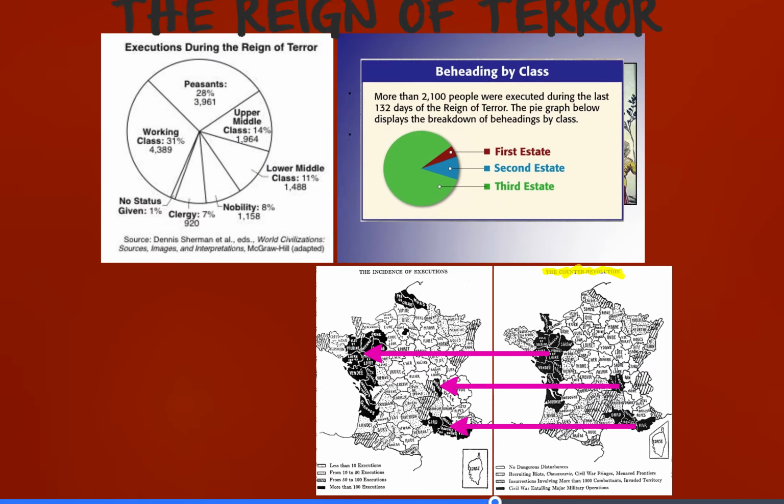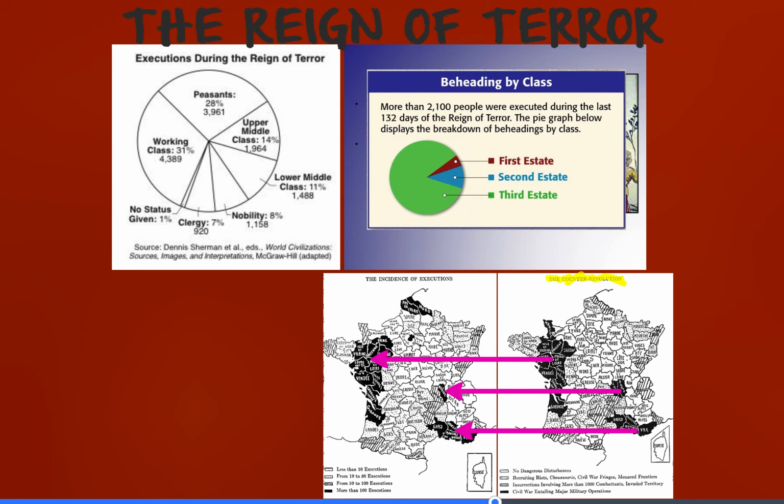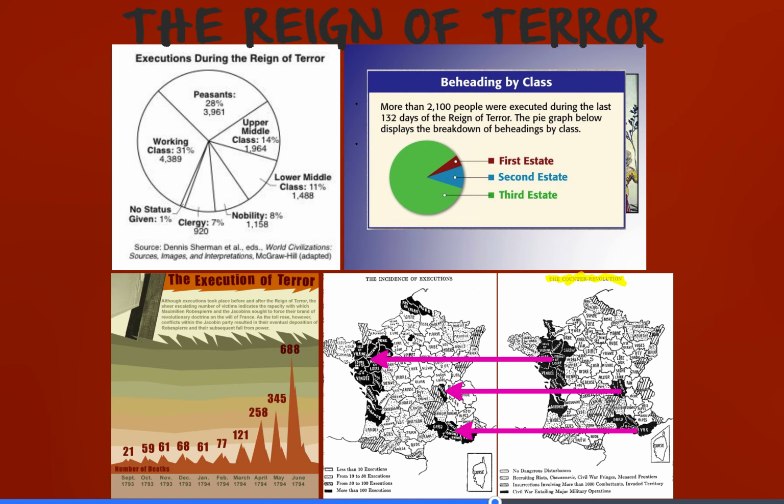But did it work? Well, data about the number of executions over time suggests that no, it didn't work at all. If we look at this graph that traces the executions of the Terror between September of 1793 and June of 1794, which is a relatively short period of time to be doing all these executions, the numbers just continue to go up. If it was successful, those numbers would go down. So the Reign of Terror did nothing but provoke more anger at the Republic and more counter-revolution.